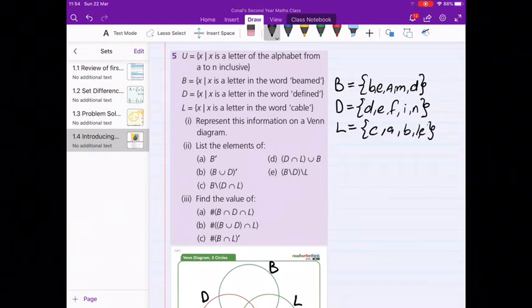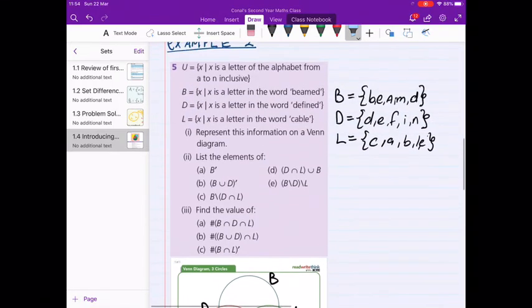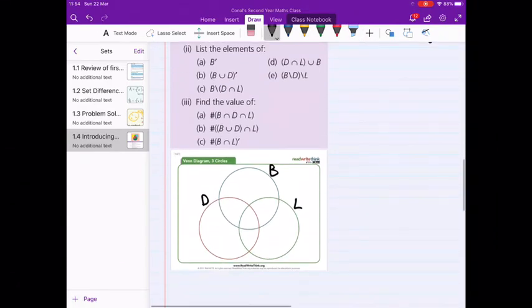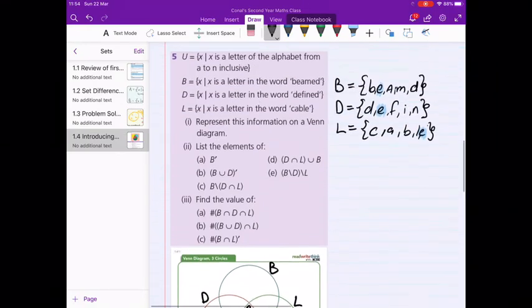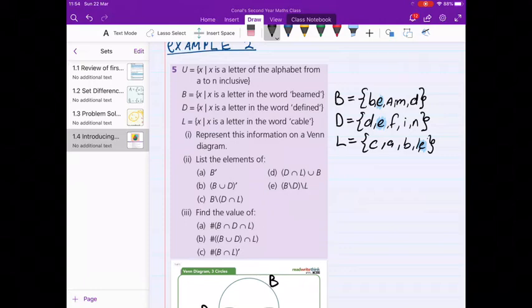So I need to fill out this Venn diagram. If I want to fill out this Venn diagram, I better start from the inside and work my way out. So first off, is there any letter that's in all 3 sets? So if I look, I have an E here, here, and here. So E definitely goes in the middle of all 3. So that's the intersection of B, L, and D. Now, is there any other that is in all 3 of them?